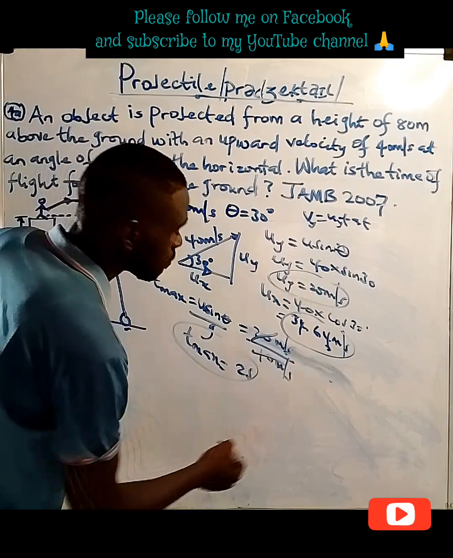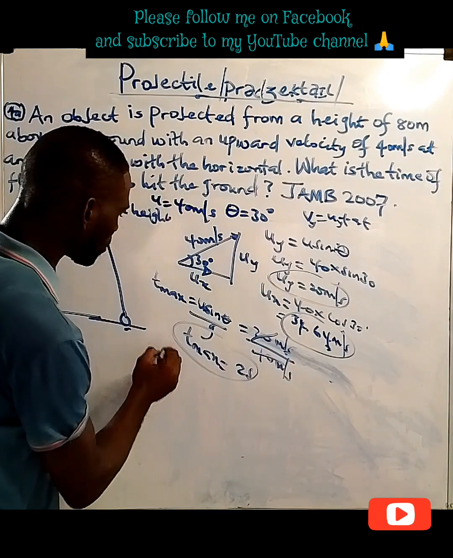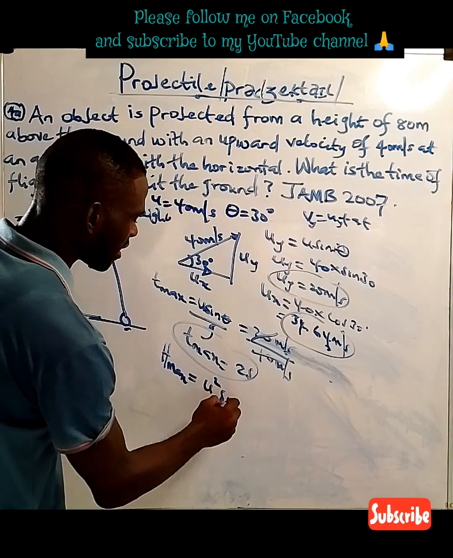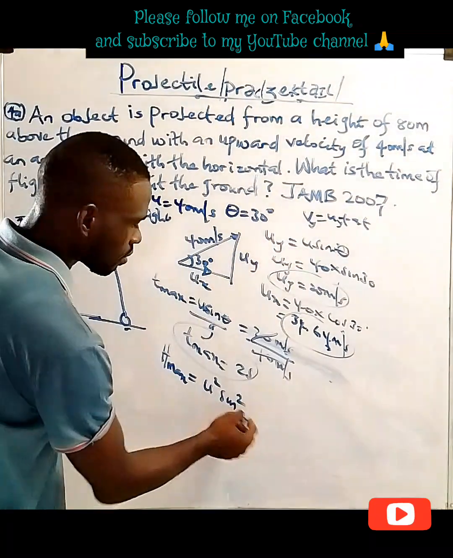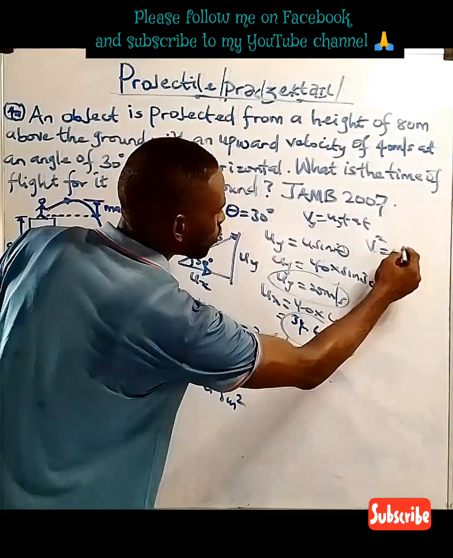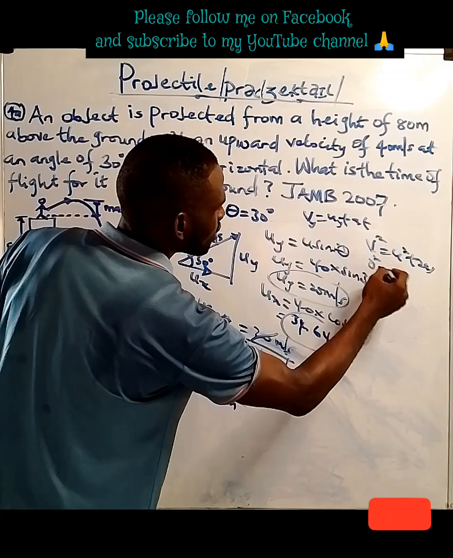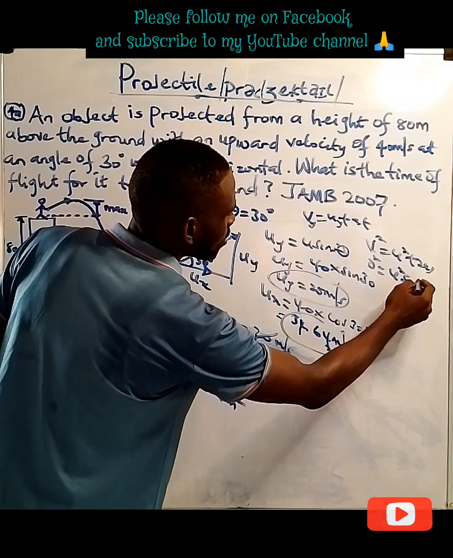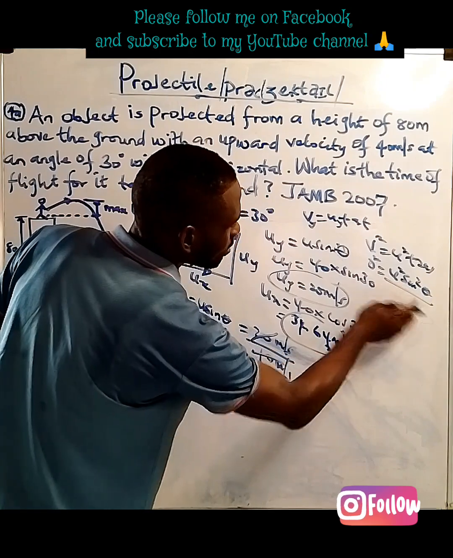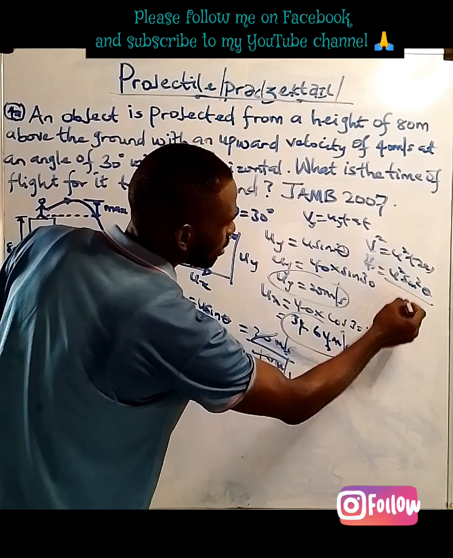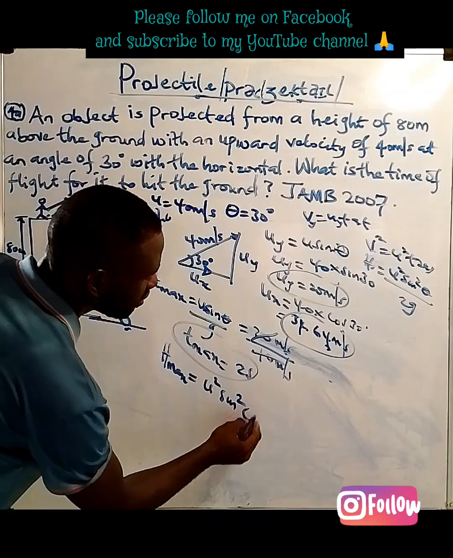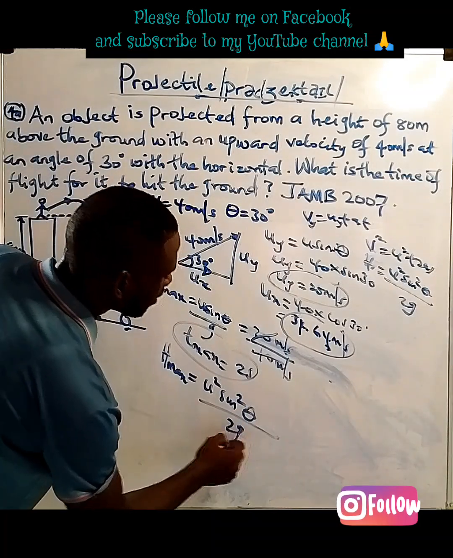Don't forget the formula for max height. The formula for maximum height, H max, is u squared sine squared theta over 2g. Let's quickly derive that. For max height, v squared equals u squared plus 2as, with v squared being 0. So we have u sine theta, u squared sine squared theta, divided by 2g. So the max height is u squared sine squared theta over 2 times gravity.